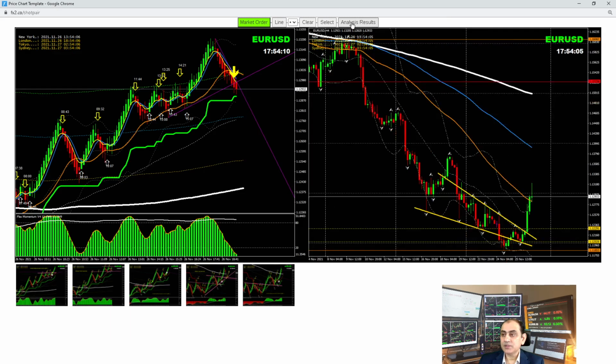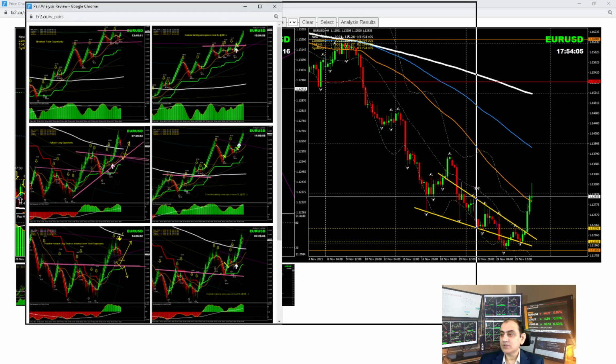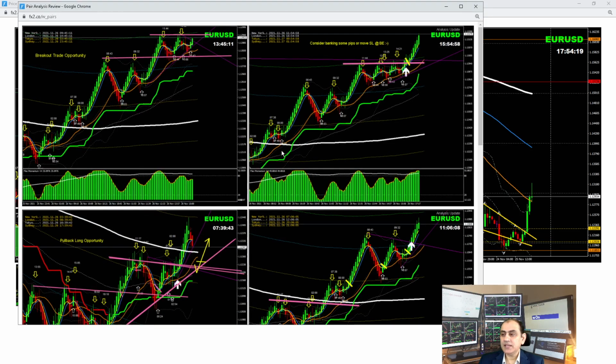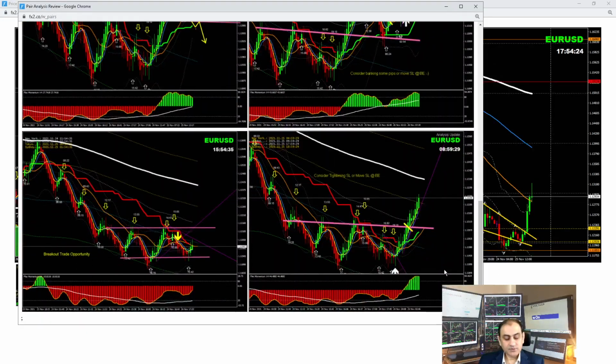If I show you my intraday analysis, let me make it slightly bigger so you can understand. Okay, so this is the analysis based on the 4-hour chart. This is the analysis from yesterday. You can see here at this level, I explained to my traders that this pattern is developed.